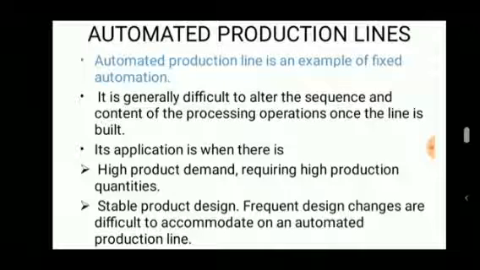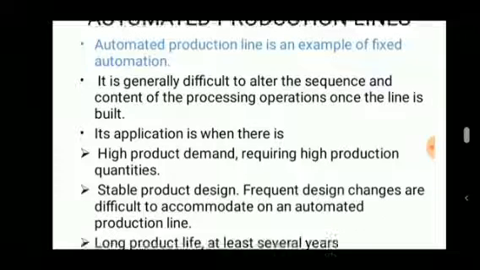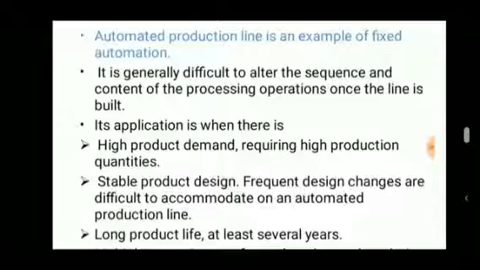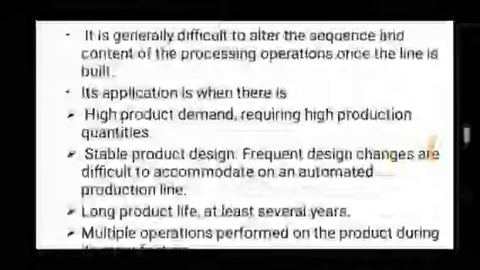It is generally difficult to alter the sequence and content of the processing operation once the line is built, because if the system is decided to be automated, it has to be completely changed and a huge amount of money is required. So a clear decision should be made whether we produce a product through an automated system or a manual system. So what are the applications of this system?